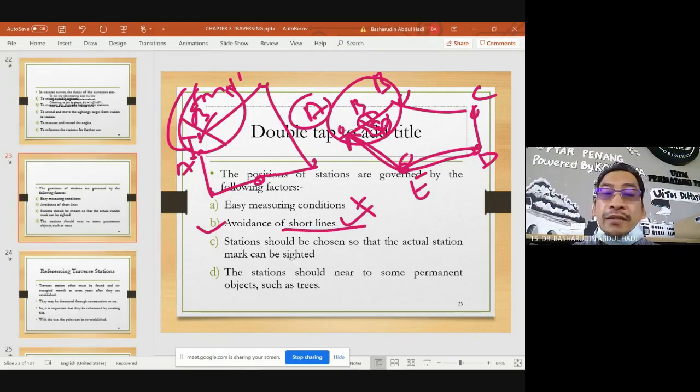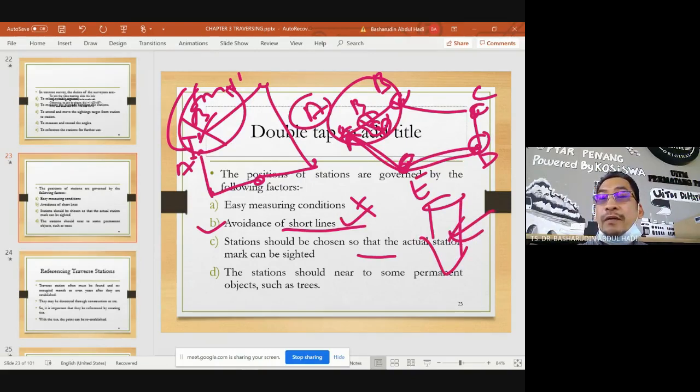Third, the station should be chosen so that the actual station mark can be seen. So when you mark station A, B, C, D, and E, normally we have a peg, right? So we color it, something like yellow, red, orange, to make sure that the marker you can see is very easy to search for, all right?